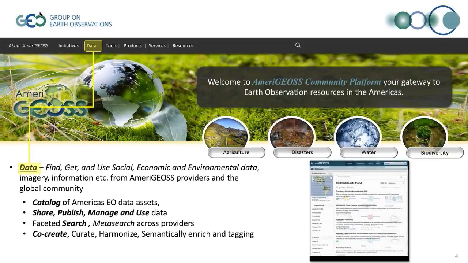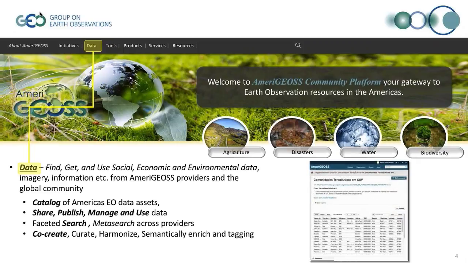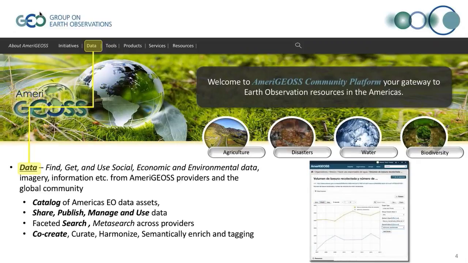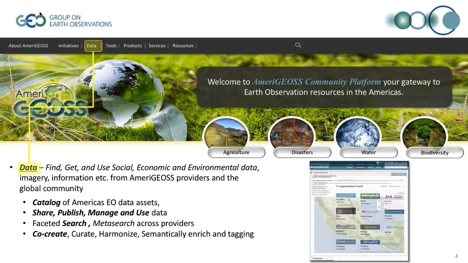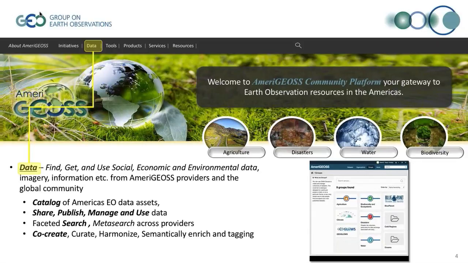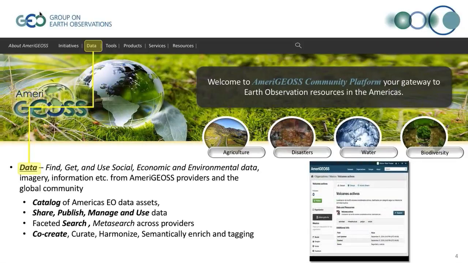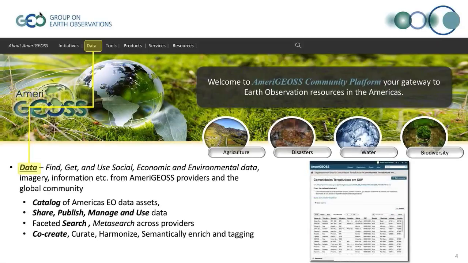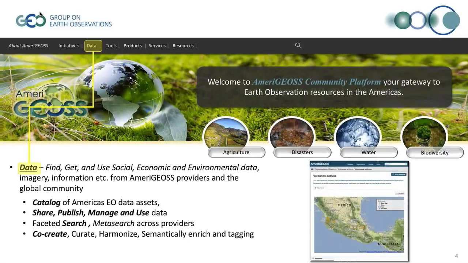Within the data domain, we endeavor to set up a catalog for data access and data resources, so that the community will be able to share, publish, and manage the data and use data from the various providers, and will be able to search the data across many different dimensions and within many different contexts and groupings. And most importantly within the community, the goal of co-creation, curation, harmonizing, and being able to enrich and tag that data so that it can be used efficiently amongst the stakeholders.